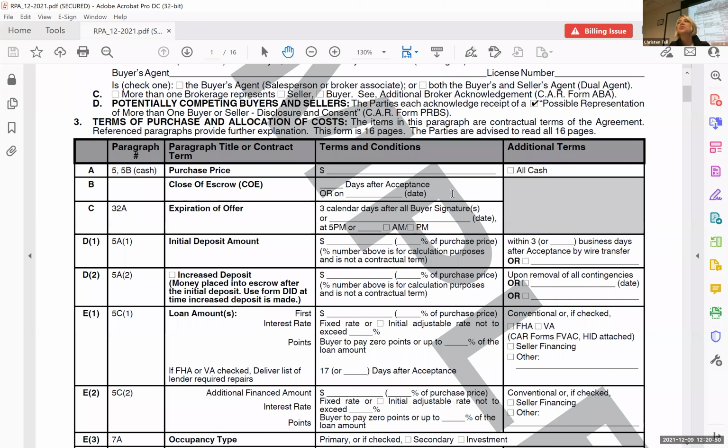Can anyone tell me our most common time frame? 30 days, that's right. Can we do more or less? 45. We can do more or less. We can make this any time frame we want. But if your buyer has a loan, really you can't close any sooner than the lender is able to get the loan approved, issue docs, and fund, so you can record, right? So if you want to try to shorten this time frame, who should you be asking first? Lender.